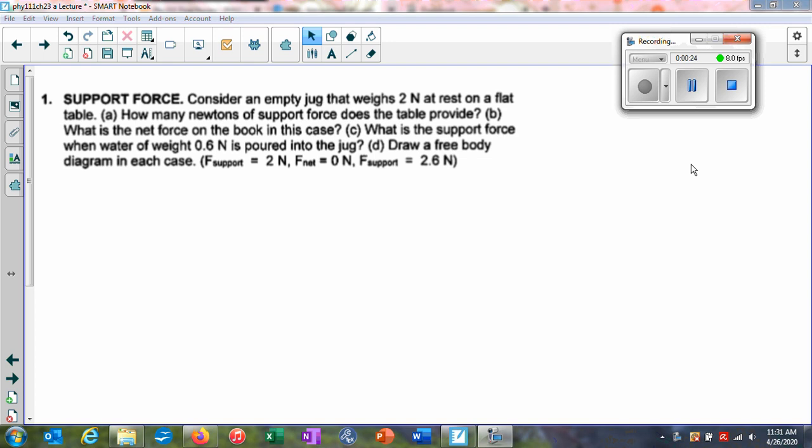So here we have a problem that involves support force. I want you to think about an empty jug that weighs 2 newtons at rest, you know, to pick out that phrase now, at rest on a flat table. How many newtons of support force does the table provide? What is the net force on the book? It should say jug. What is net force on the jug in this case? What is the support force when water of weight 0.6 newtons is poured into the jug? Draw a free body diagram in each case. So that's how you should be thinking about this.